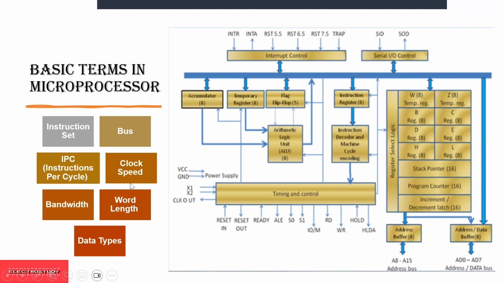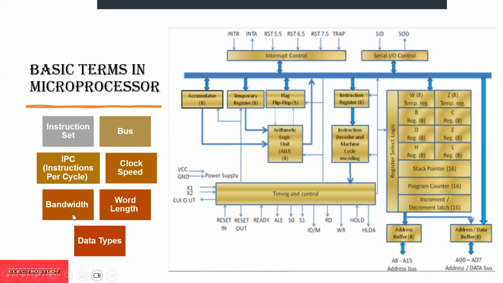Clock speed. Clock speed is nothing but it determines the number of operations per second. So it tells how many operations the processor can perform. It is always represented in megahertz or gigahertz. It is otherwise called clock rate.